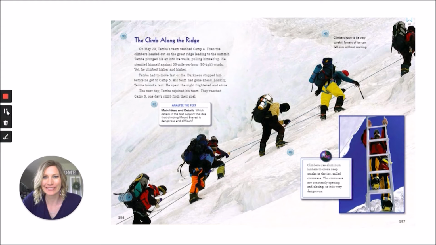Let's read the caption. Climbers have to be very careful. Towers of ice can fall over without warning. The boxed fact says, climbers use aluminum ladders to cross deep cracks in the ice called crevices. The crevices are constantly opening and closing, so it is very dangerous.